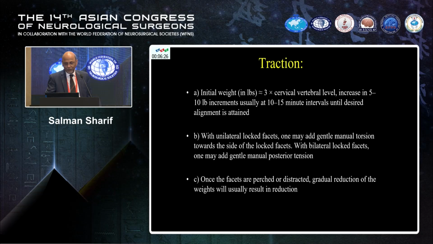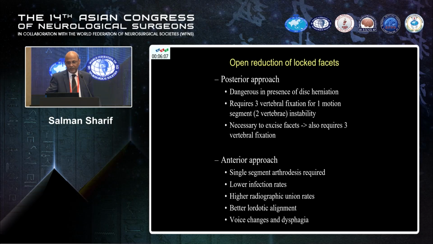Traction: I'm not going to tell you what to do with the traction rates exactly. With unilateral locked facets, one may gently manipulate with manual torsion towards the side of the locked facets. With bilateral locked facets, one may have to add gentle manual posterior tension. I'll show you that. Once the facets are pushed or distracted, gradual reduction of the weights could result in reduction.